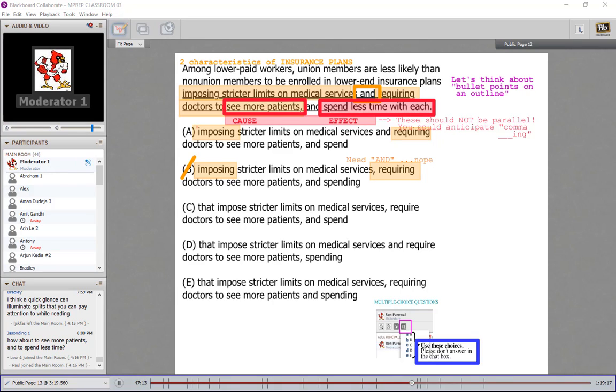C tries to put all these in parallel, and we know you can't do that, because you can't put things that insurance plans do in parallel with things that doctors do. And then, okay, impose and require, those are all right. Impose, comma, requiring, same problem as B, so no. That leaves us with A, alligator, and D, dog.